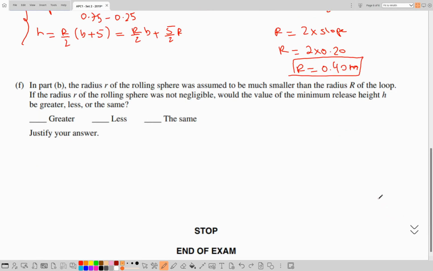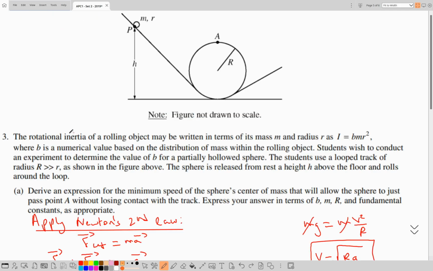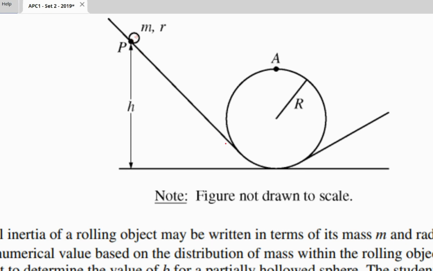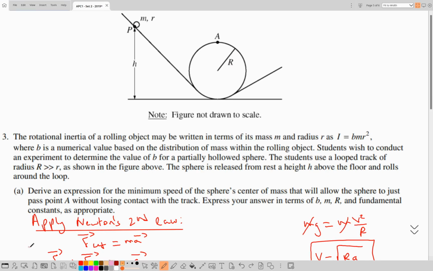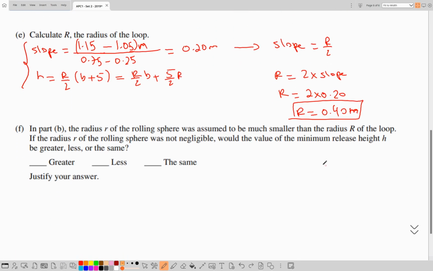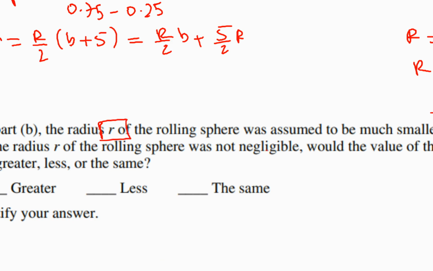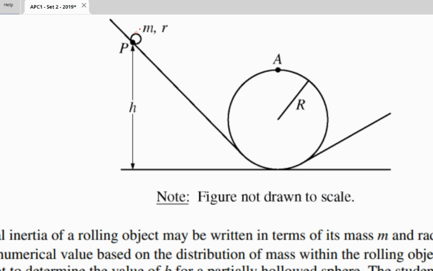Now finally the last part of this exercise. In part B, the radius r of the rolling sphere was assumed to be much smaller than the radius R of the loop. If the radius r of the rolling sphere was not negligible, would the value of the minimum released height h be greater, less, or the same? Here we have made an assumption that r is much smaller than R, which means that this is a particle, and when it enters into the loop, the radius that it will perform is the radius of the loop itself. Now they're telling us, assuming that the small radius r is not negligible anymore, which means that this small particle now has dimension like this, and it's rolling inside the loop.